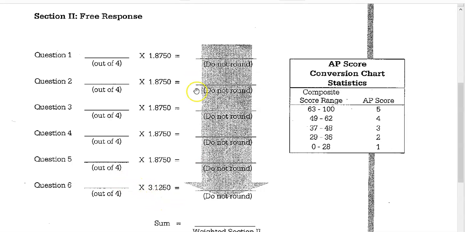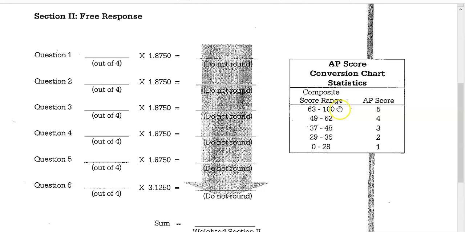Once you get the total score, those 100 points are broken down into groupings and assigned a 1, 2, 3, 4, 5 for your final AP score. And that differs from year to year, depending on the difficulty of the exam and the overall scores they get. But you can see this particular year, 63 through 100 was a 5, and 49 through 62 was a 4, 37 through 48 was a 3. So you clearly can miss some points and still get a really good score on the AP exam.